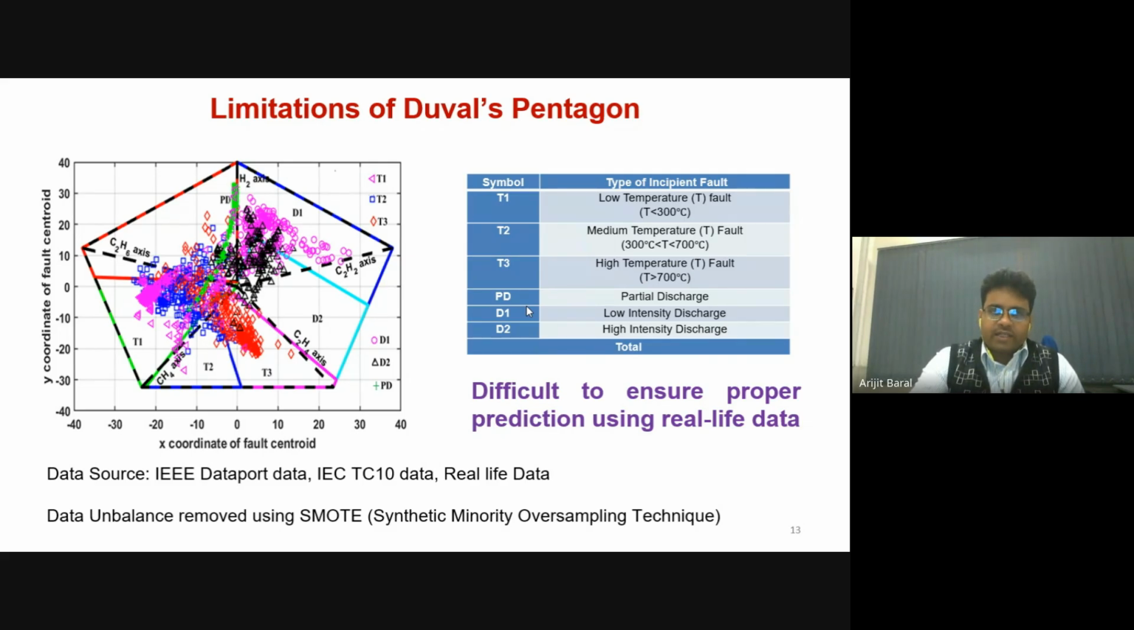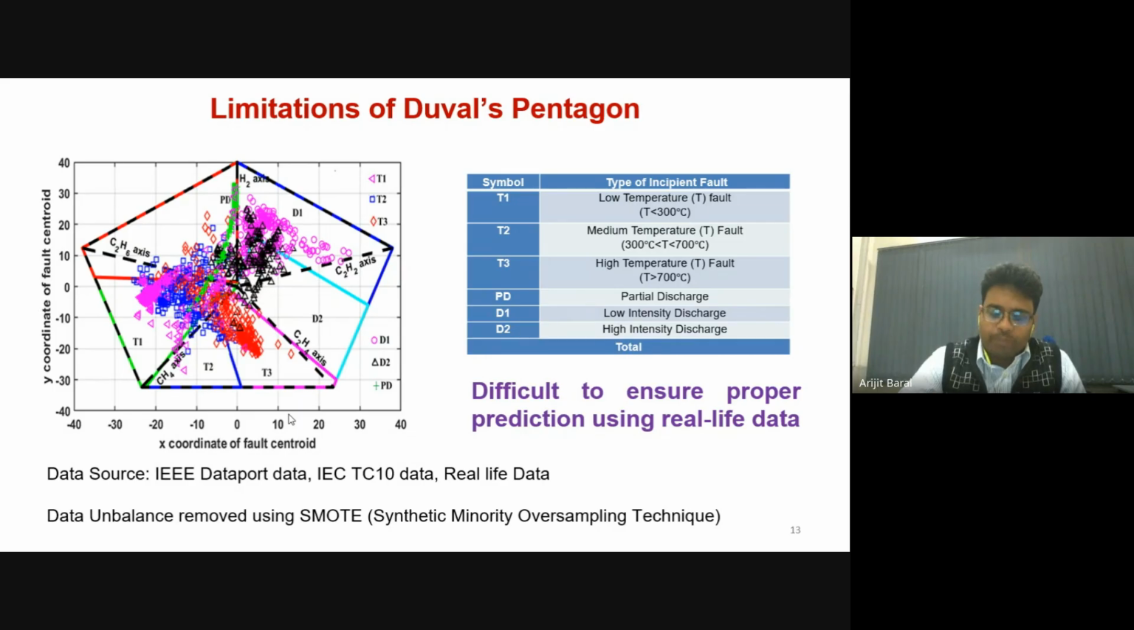And some real life data. So what I have done then, I have actually found out the centroid of the pentagon, and then I've plotted it in Duval's pentagon. Ideally, you can see these different colors represent different types of fault. Each color should have been confined to a particular area, which is not the case. So this implies that if you're only considering 5 gases instead of all the other gases available, you will not be actually properly classifying the fault which is happening inside the transformer.